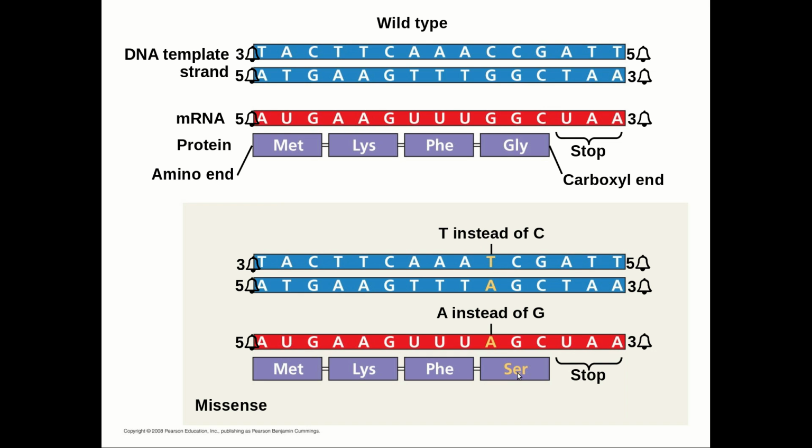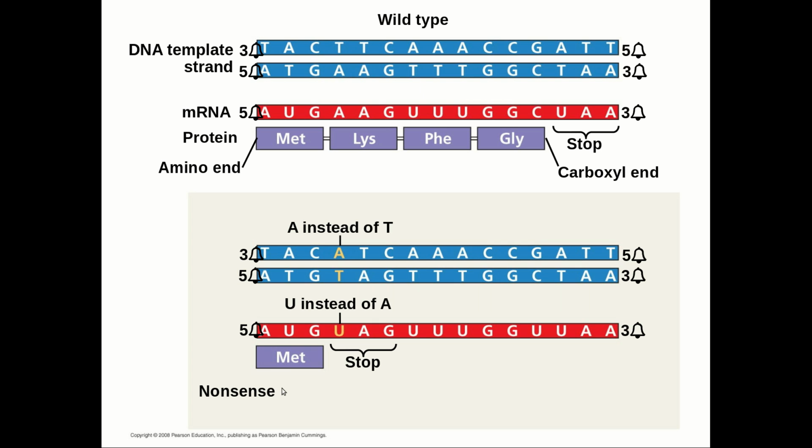Now you end up with serine instead of glycine, and of course that might change things. It's called a missense mutation. Now a nonsense mutation is a more important mutation. You didn't just change one amino acid for another, but in this particular case you created a stop codon where the amino acids are not produced at all. So by changing this to a U, you now have a UAG.